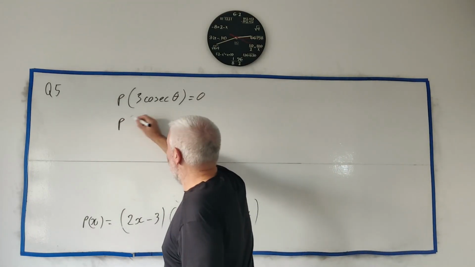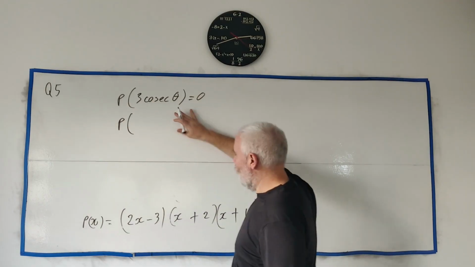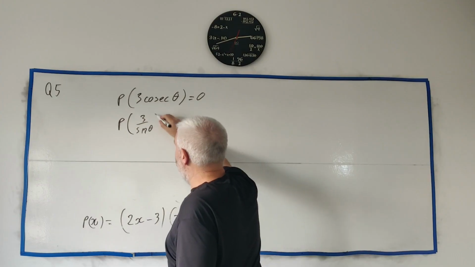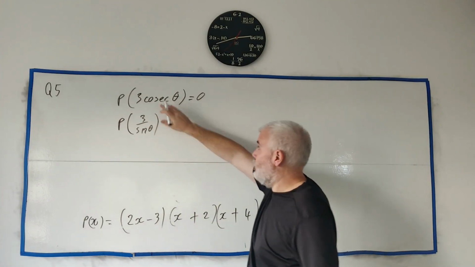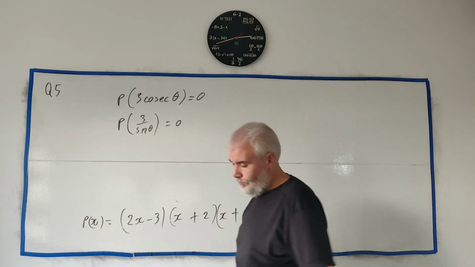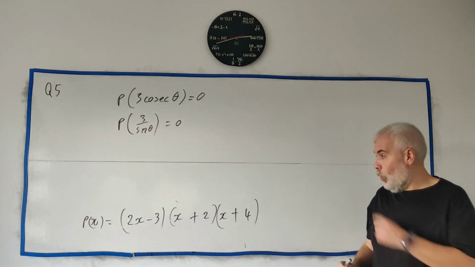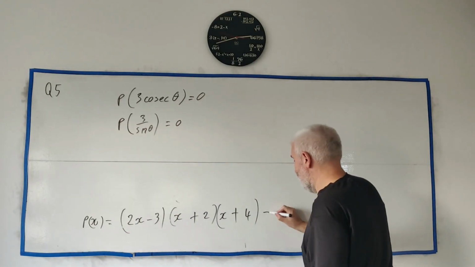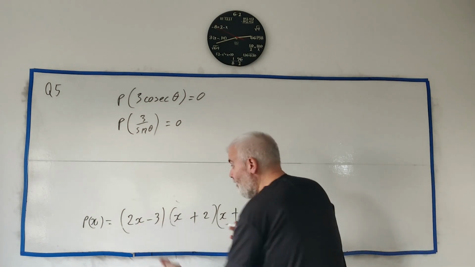Well, let me first just rewrite this. I hate cosec. This is just 3 divided by sine theta. That's all that means. That's 1 divided by sine, and the 3 is still multiplied, equals 0. The equals 0 is the important thing. What happens when P(x) equals 0? We have an answer for that.